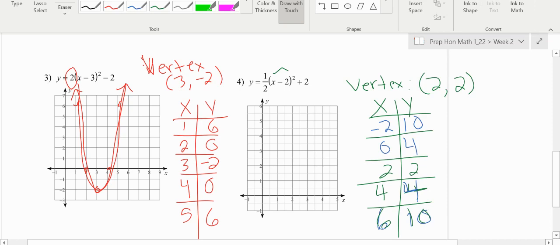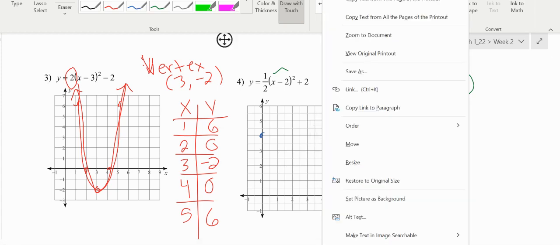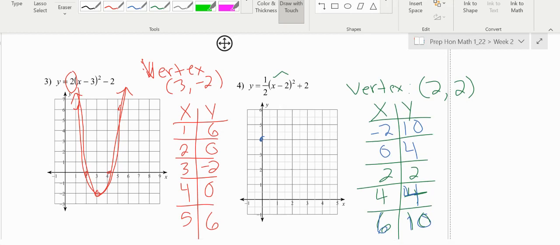So we have here then -2, 10, which doesn't fit on here, but I do have here 0, 4. I have here 2, 2. I have here 4, 4. And then 6, 10 goes off the graph. It would be somewhere out here. And you can see this is a little more of a wider graph.